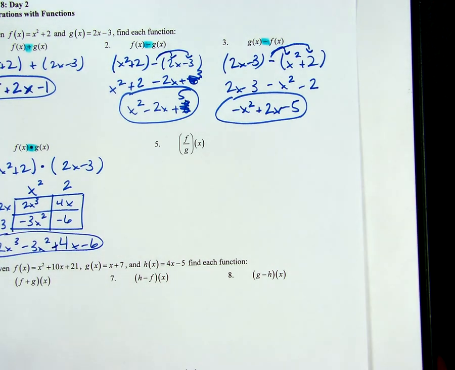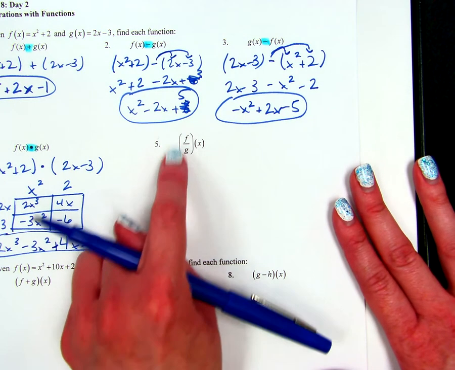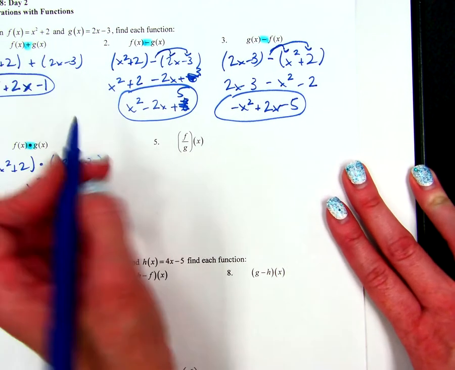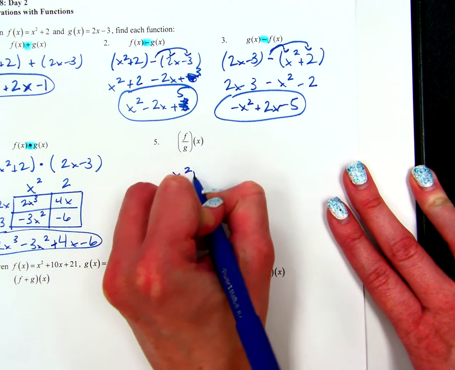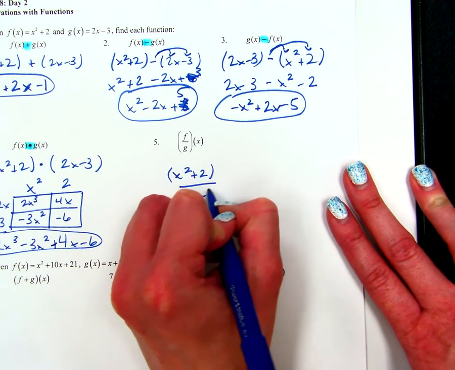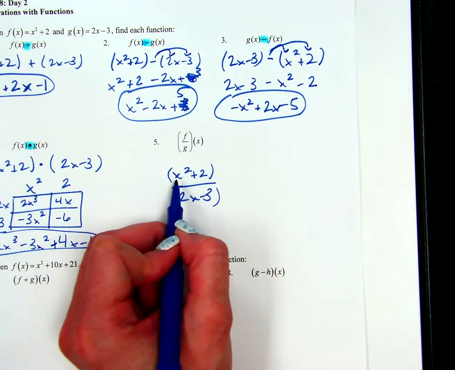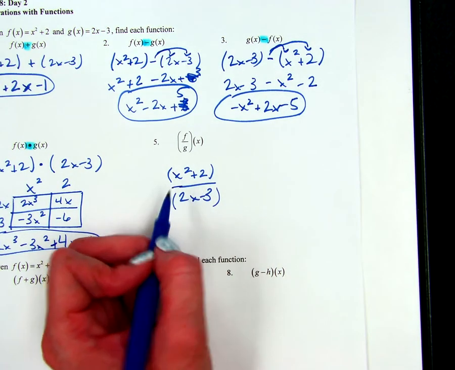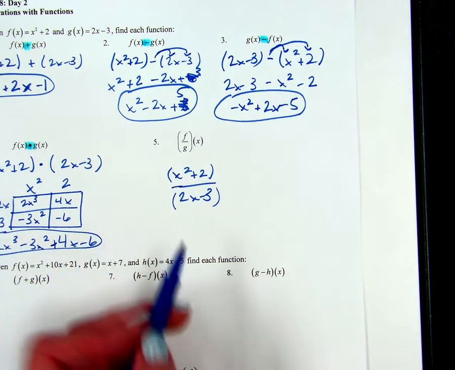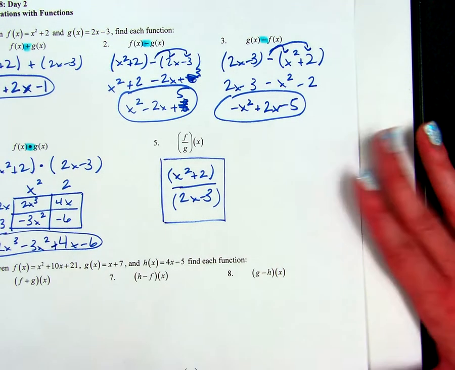So 5 looks a little bit different, but all it is division. So f of x, so we're going to do f divided by g. So let's take our f of x, x squared plus 2 over 2x minus 3. If you could factor this out, you can reduce down a little bit further, but this is as far as we're going to take this one. So that's your final answer for 5.